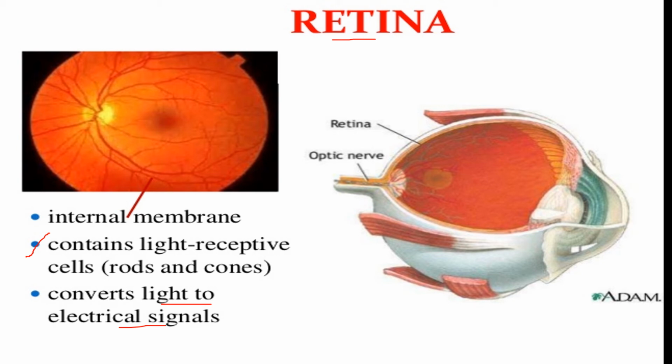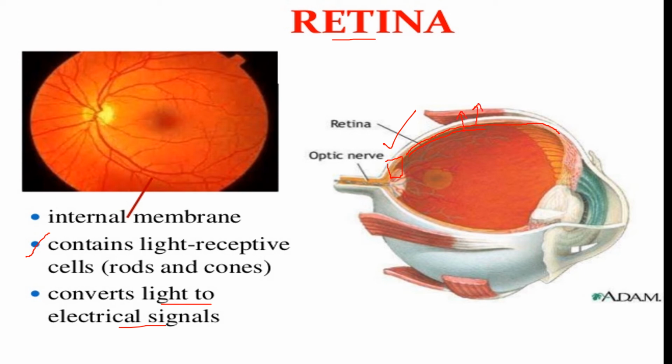The optic part of the retina is confined to three-fourths of the eye and is present towards the posterior side. This optic part of the retina consists of the pigmented layer as well as the neuronal layer. This is the innermost layer of the retina, and it consists of two layers, that is the pigmented layer as well as the neuronal layer.